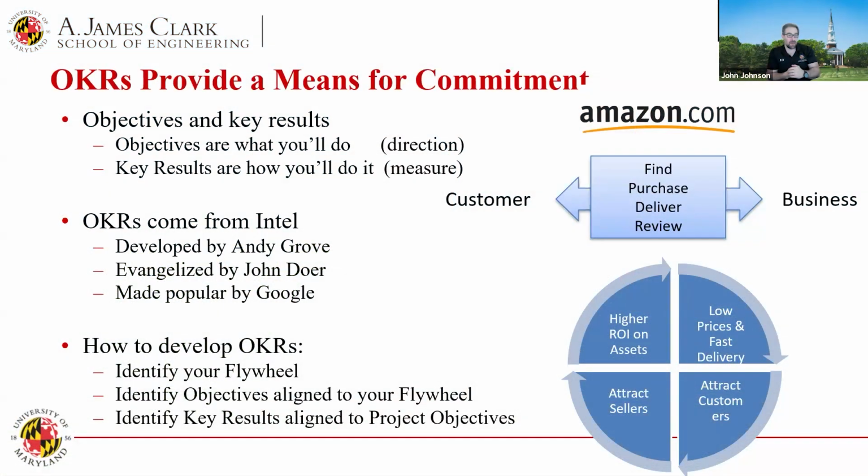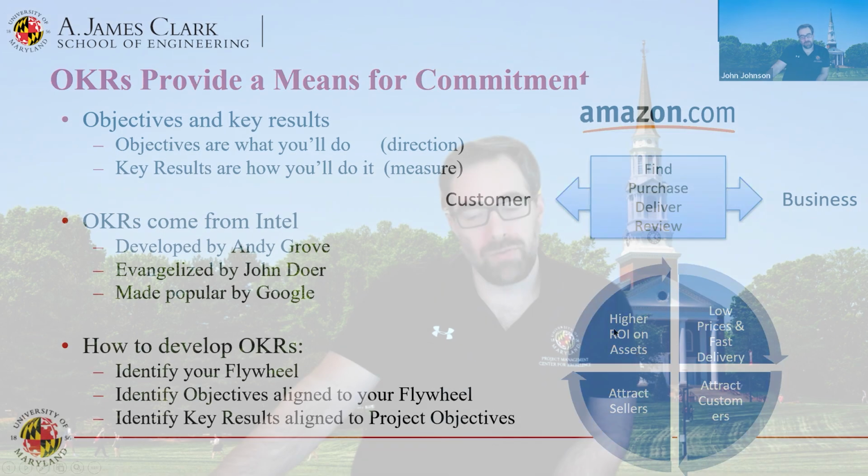So Amazon's flywheel, which really for its logistics, fulfillment and capability has remained the same, is that they offer low prices and fast delivery, which attracts customers, which attracts sellers, which allows them to get higher return on their assets because they're getting more volume, and then that allows them to lower prices more, and get faster delivery. And really, it's been about fast delivery. So this is their flywheel, and it's been quite effective.